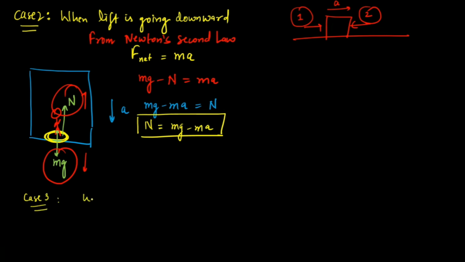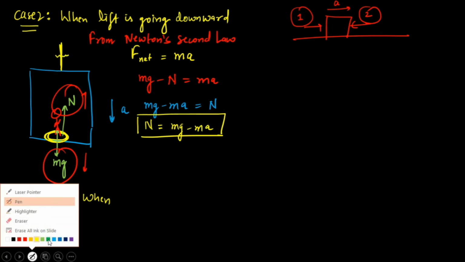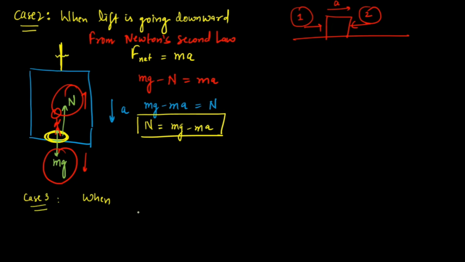Third case, when the rope of the lift is cut. During the case of an accident, what happens? Acceleration of the lift becomes acceleration due to gravity. So in that case, normal is going to be 0. And that is another situation of weightlessness.